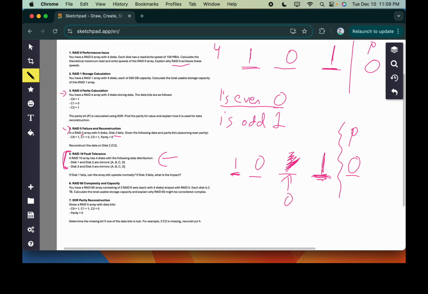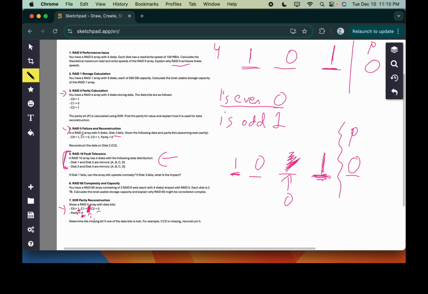There's one more parity here. You kind of get the point at this point. 1, 1, 0, 0. The parity is 0 because these are even. So if one of these were missing, the ones have to be even. There's only one 1 here, so I need a second one here to make it even. That's essentially what you're doing with parity.